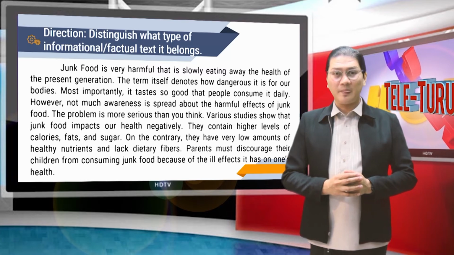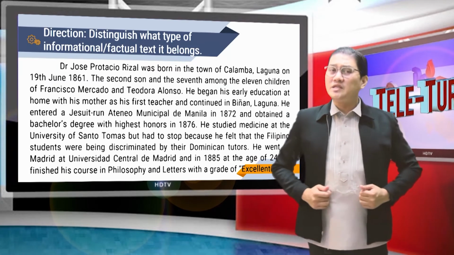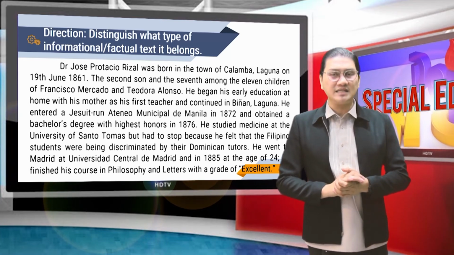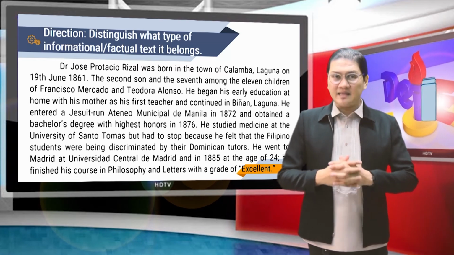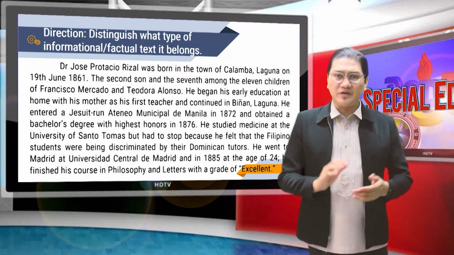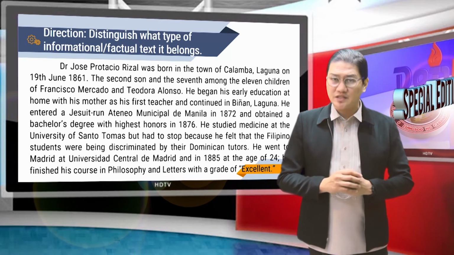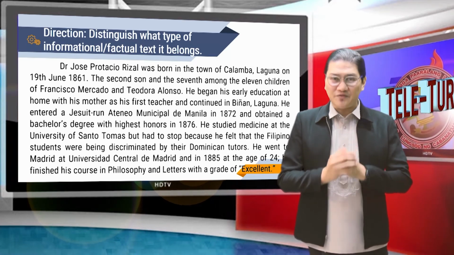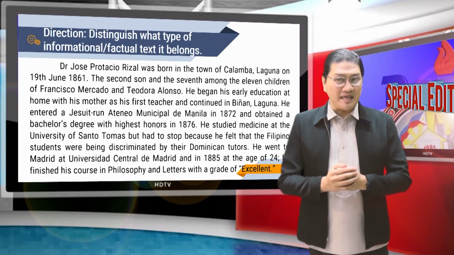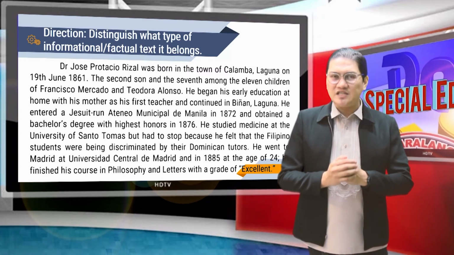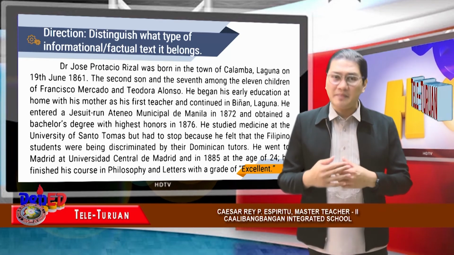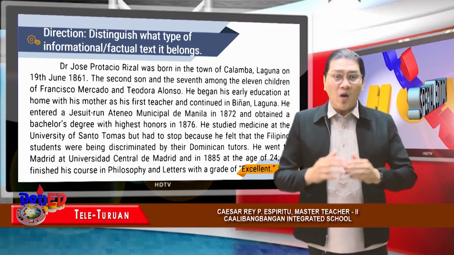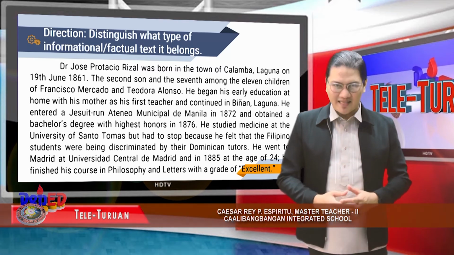Number 2. Dr. Jose Protasio Rizal was born in the town of Calamba, Laguna, on the 19th of June, 1861. The second son and the seventh among the 11 children of Francisco Mercado and Teodora Alonso. He began his early education at home with his mother as his first teacher and continued in Biñan, Laguna. He entered a Jesuit-run Ateneo Municipal de Manila in 1872 and obtained a bachelor's degree with highest honors in 1876.